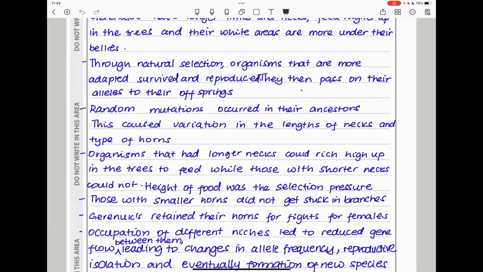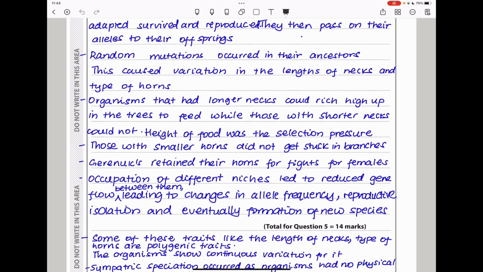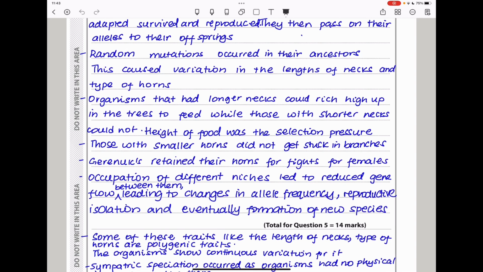So after this variation, it means the organisms with the longer necks could reach high up in the trees and could feed on those, maybe the leaves high up in the tree in comparison to those that had shorter necks. So the height of food in this case was selection pressure. And selection pressure creates a situation whereby those that are more adapted are going to survive and reproduce, while those that are not well adapted are going to die out or they'll be outcompeted. So here I say those with smaller horns did not get stuck in the branches.